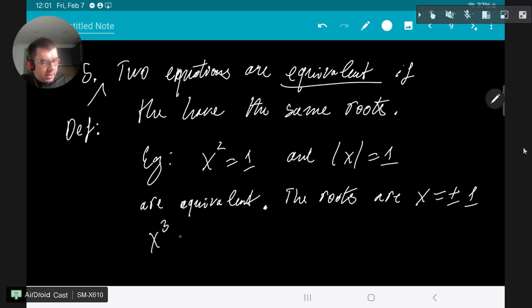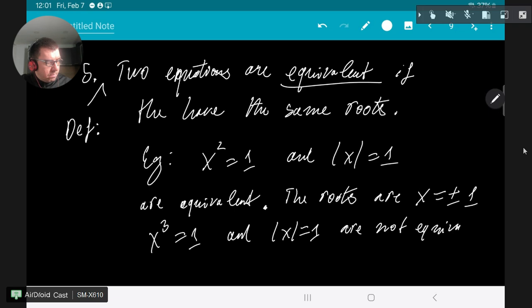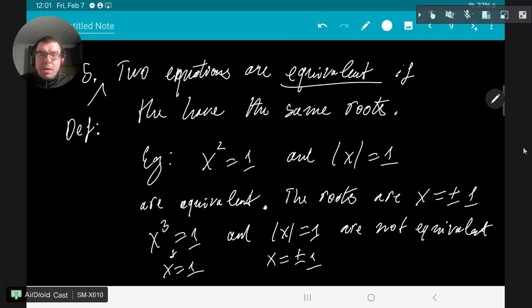I can give an example of equations that are not equivalent. x to the power of 3 equals 1 and modulo of x equals 1 are not equivalent, because the first one has only one root, x equals 1. This is the only root to this one, and modulo of x equals 1 has two roots, x equals plus or minus 1.